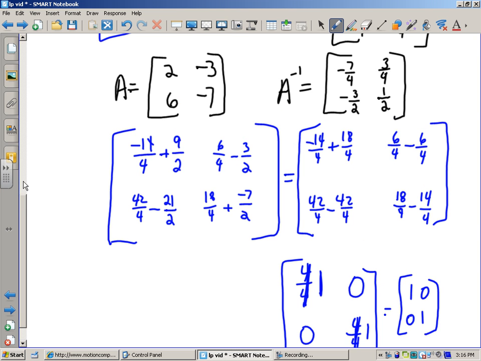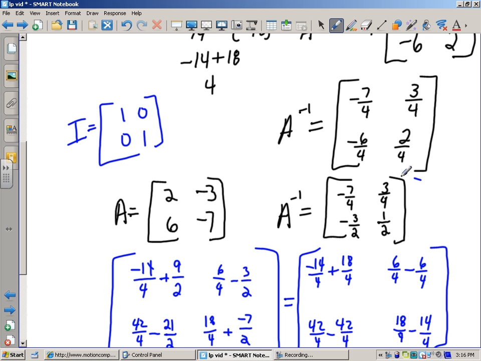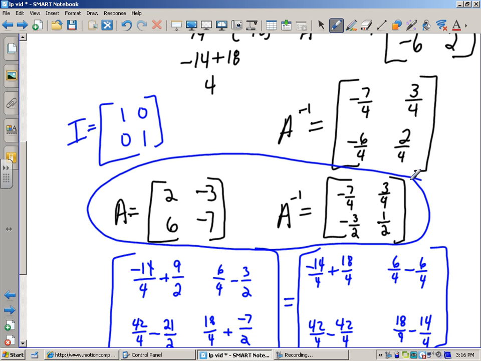So, in fact, that proves that the inverse of 2, negative 3, 6, negative 7 is, in fact, negative 7/4, 3/4, negative 3/2, and 1/2. So that's finding the inverse of a 2 by 2 matrix.